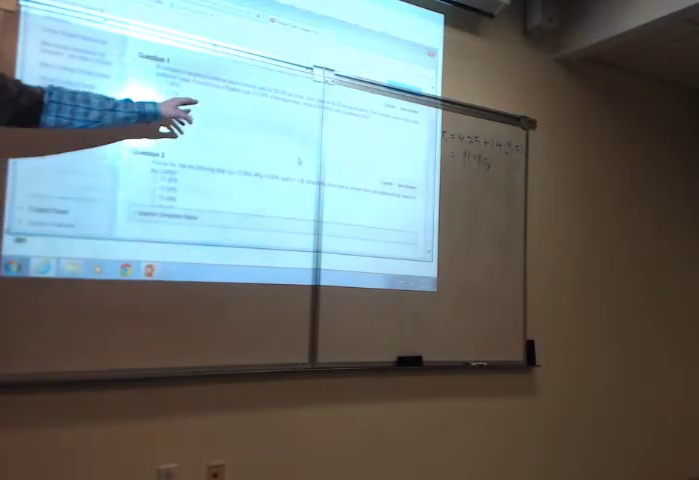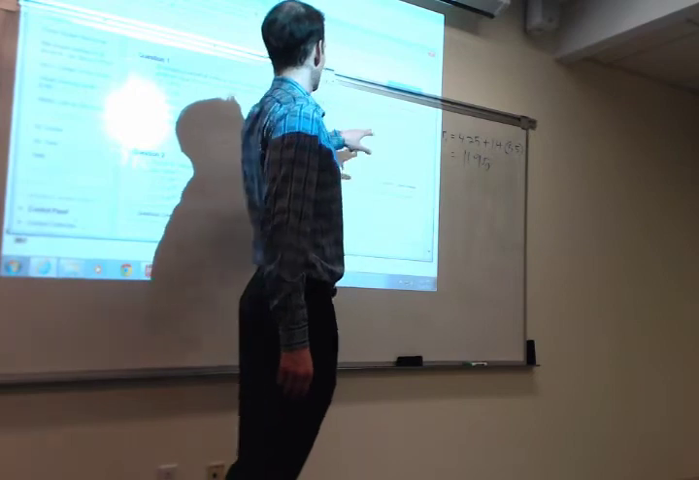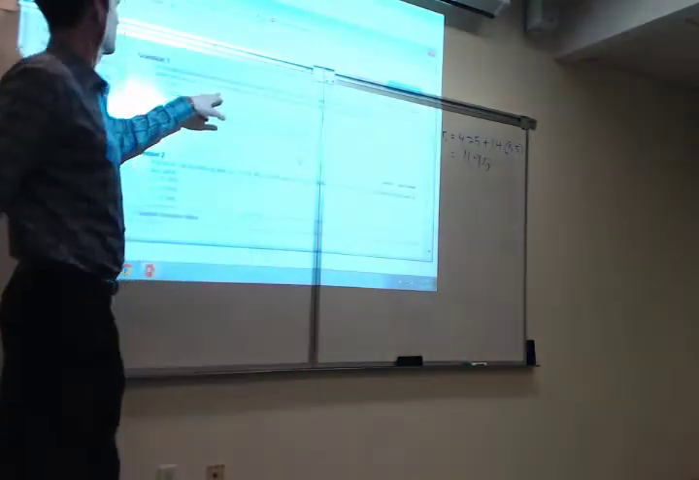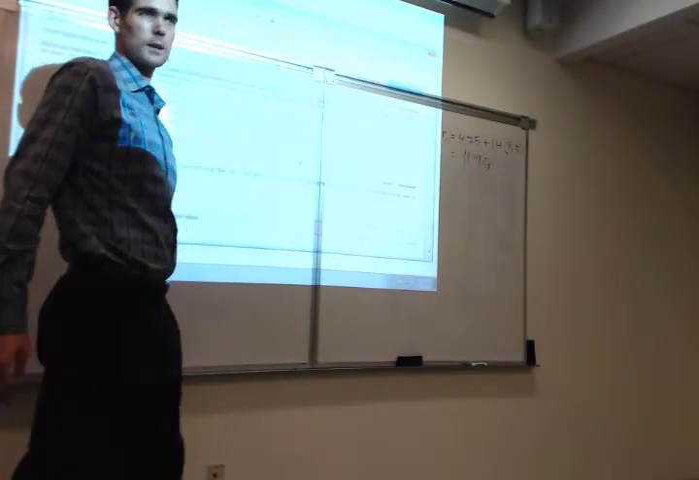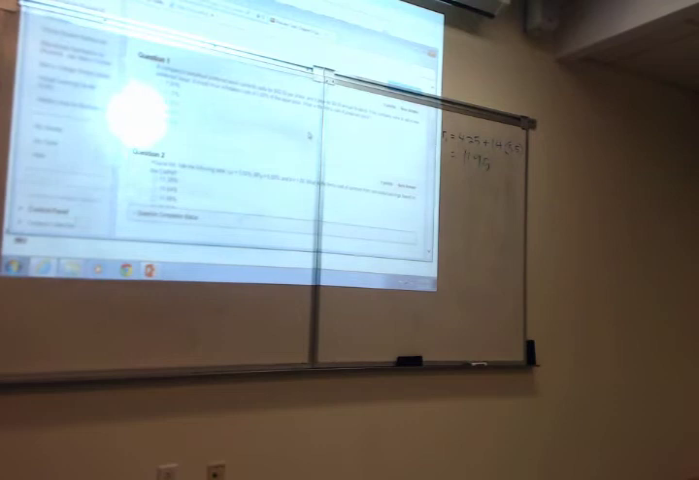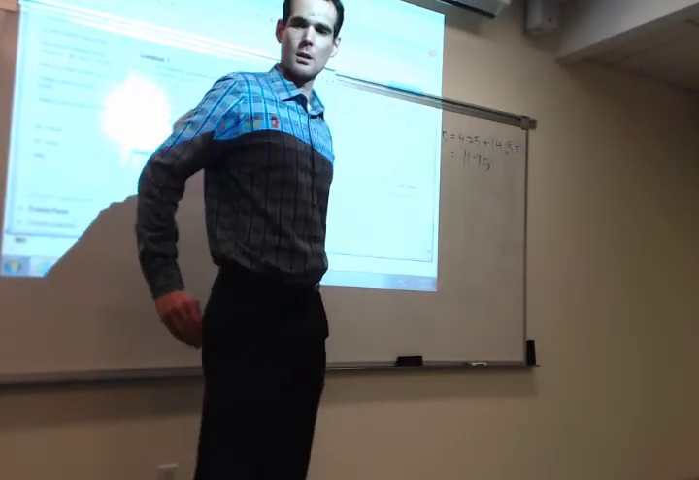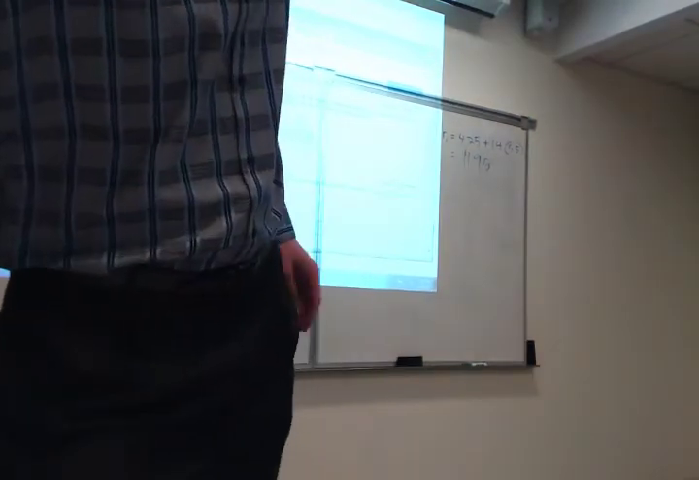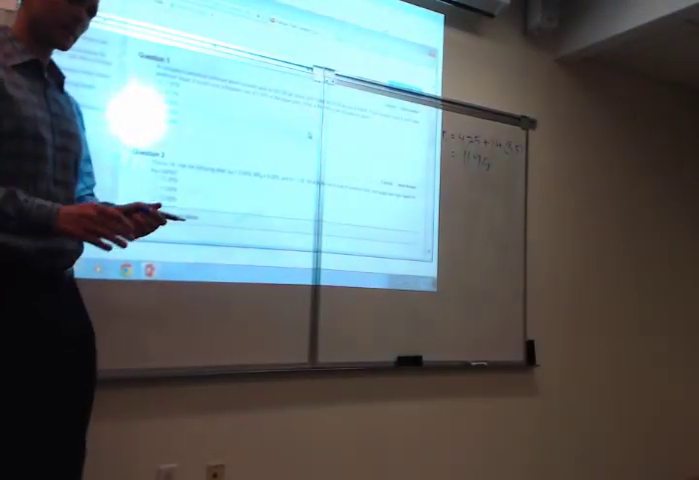Company's preferred stock currently sells for this much, and it pays an $8 annual dividend. If the company were to sell a new preferred issue, it would incur a flotation cost. What is the cost of preferred stock? How are we going to calculate this one? We're going to use the capital asset pricing model.